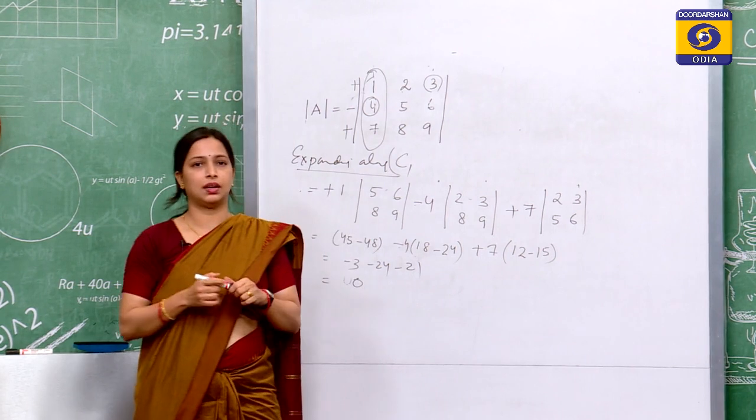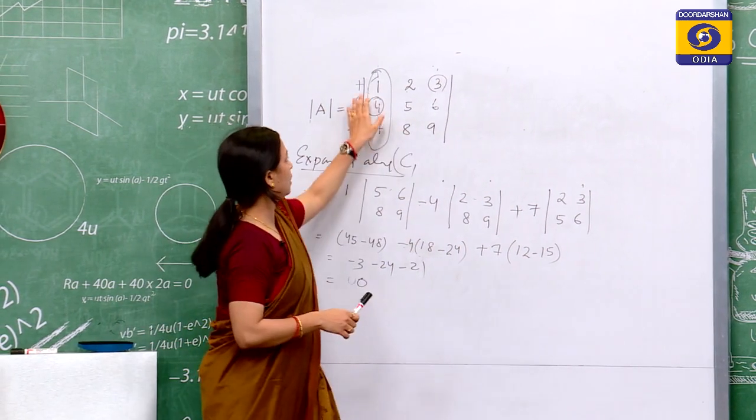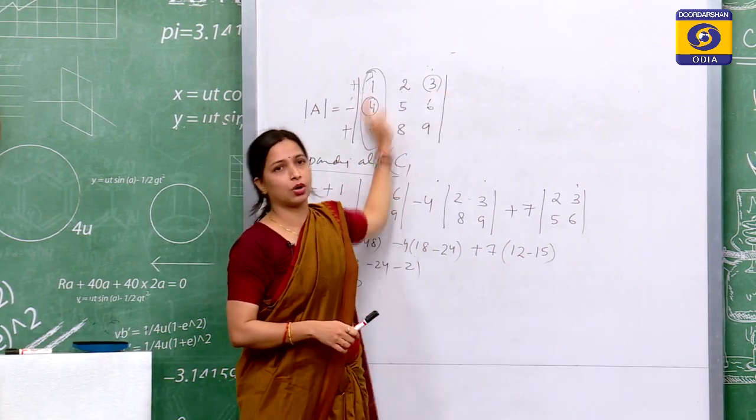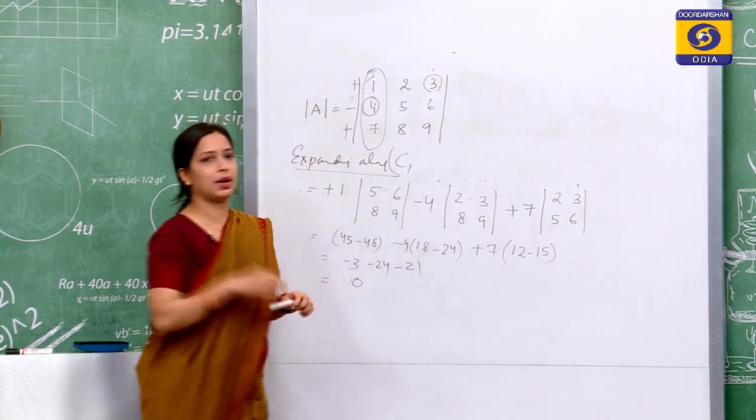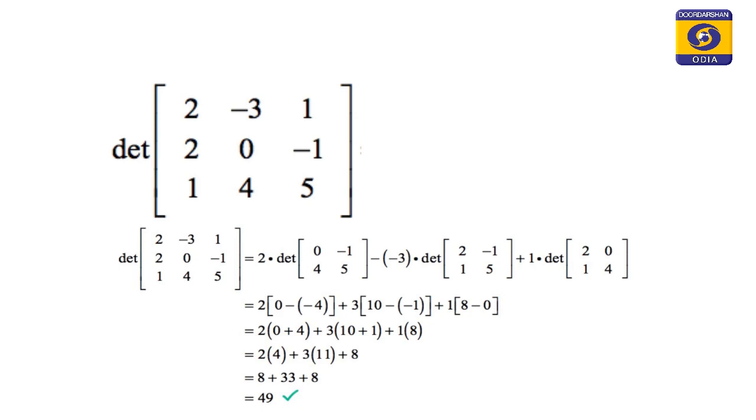So, that is the value of the determinant. Whether we expand it along R1 or column 1, the resultant will be the same. Okay. Now, let us get back to the slide. So, let us look at some other examples as you can see on the slide.